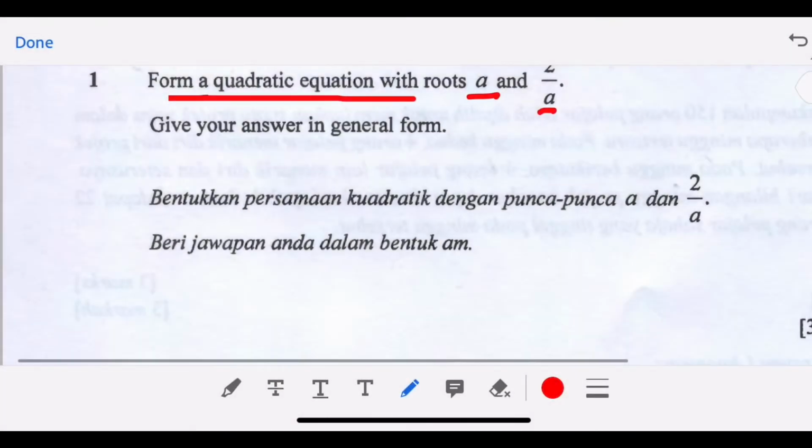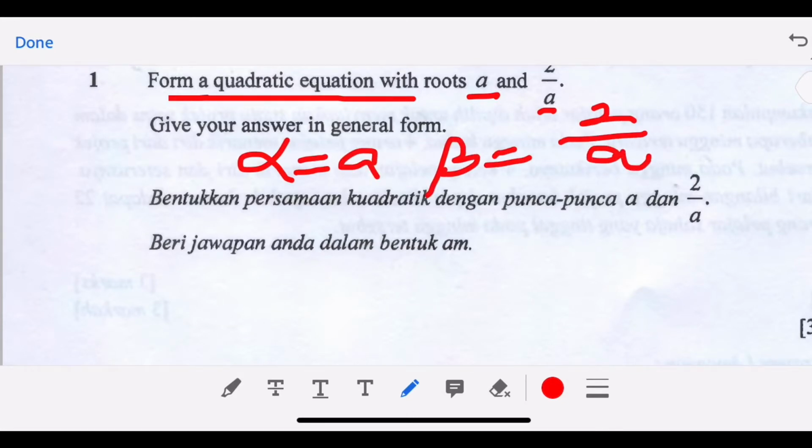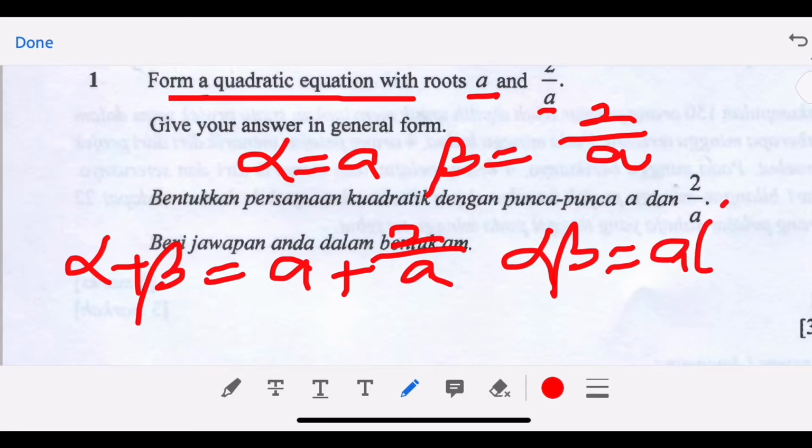I try my best to discuss this set of paper because at the moment I don't have any answer to refer. So if I do make a mistake, please send message to me, inform me, because I'm afraid I also have mistakes.